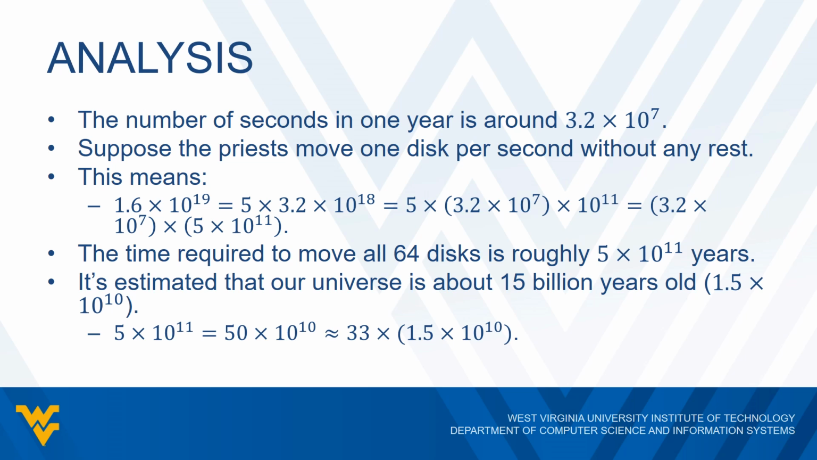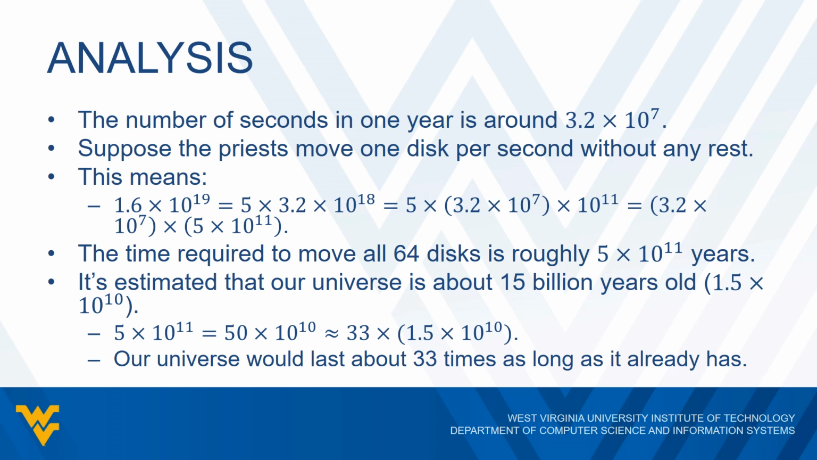But if we did some math, we'd find that's 50 times 10 to the 10th power, which is approximately 33 times 1.5 times 10 to the 10th power. And what this means is our universe would last about 33 times as long as it already has. We've already gone through 15 billion years, and we got about another 33 times that amount. So I would say those priests are moving those disks for a very, very, very long time.